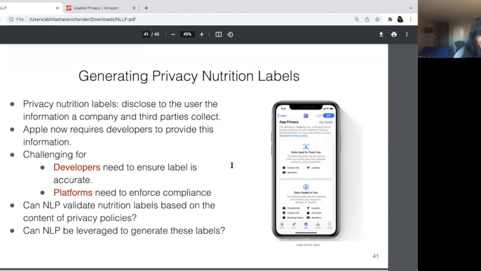to enforce compliance too. So what I'm interested in is seeing if some of our early success in compliance analysis can be leveraged here. So can we use NLP techniques to automatically validate the content of nutrition labels based on what a privacy policy actually does, and also based on app code's behavior? And is it possible to use NLP to at least generate a first draft of these labels based on what is actually in the privacy policy, which developers can then iterate upon?